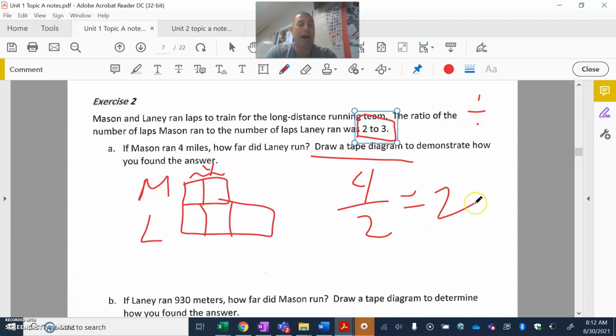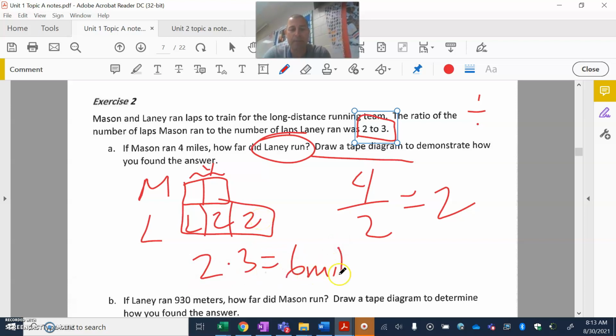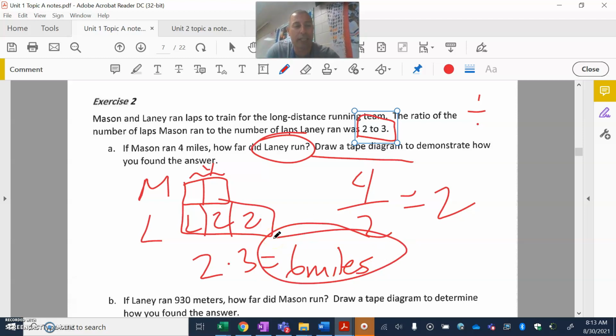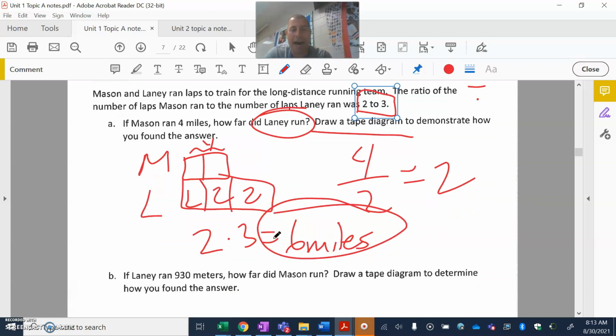So, I know each box is worth 2 because 4 divided by 2 is 2. We want to know how much did Laney run. Well, if each box is worth 2, matched up from that answer before, 2 times 3, we end up getting 6. So 6 miles. There we go. Always circle your answer because now the work is starting to pop up.